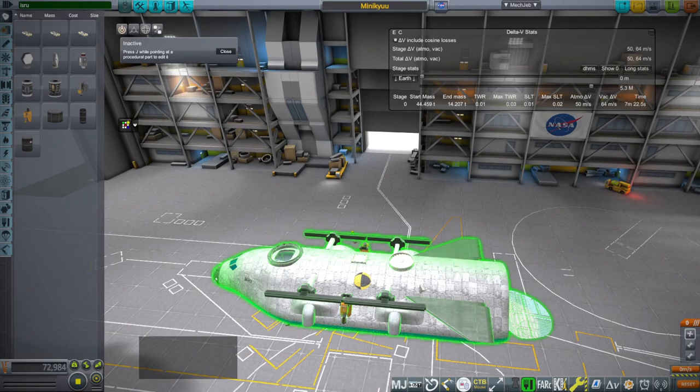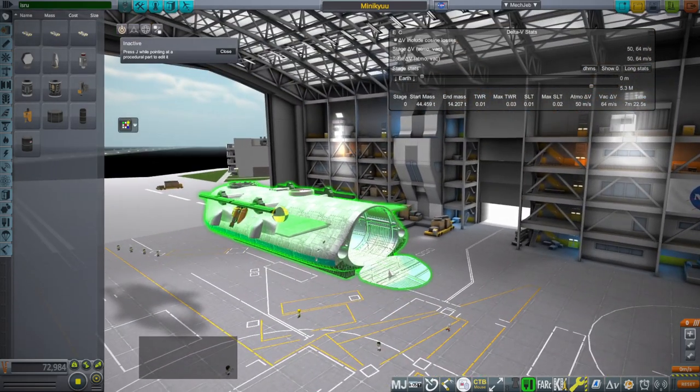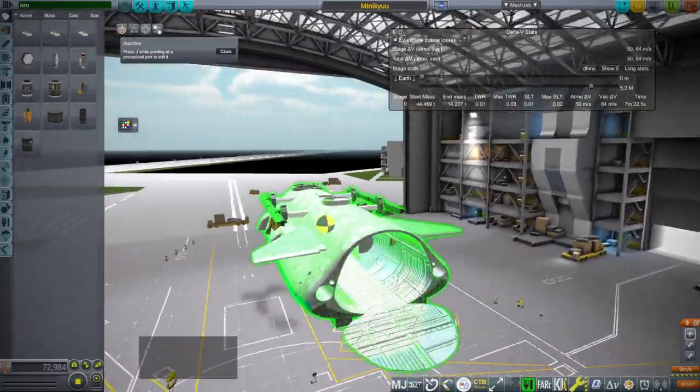Now, having it all the same part means that the upper hatch there opens at the same time as this one. That's not great.